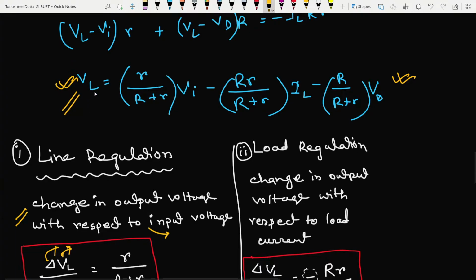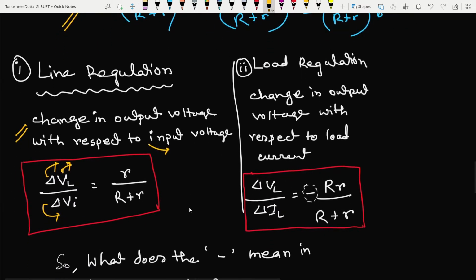If we differentiate, if we take d/dVI of VL, then we get that del VL divided by del VI equals small r divided by (capital R plus small r). This small r, as I have said before, is the equivalent resistance of the diode in our CVD plus resistance model.